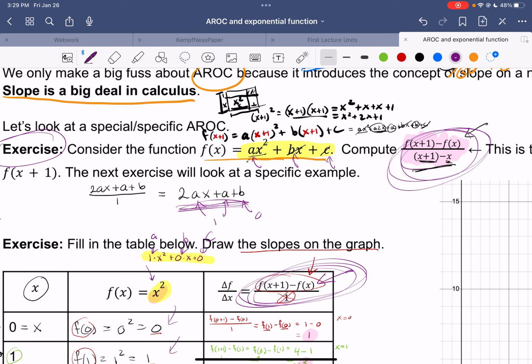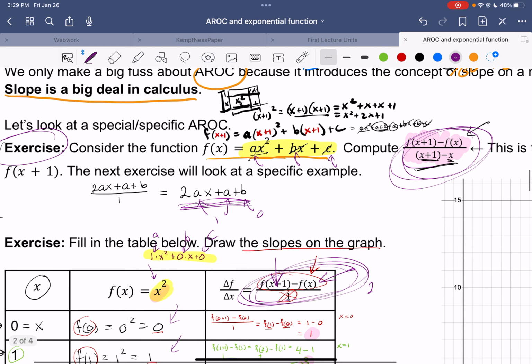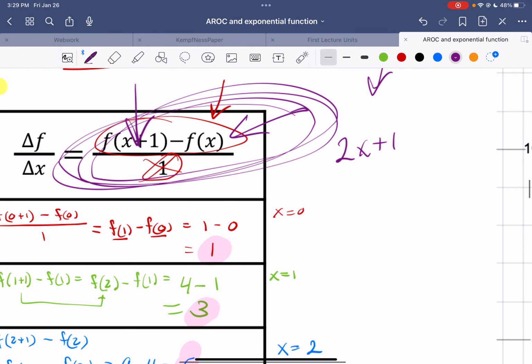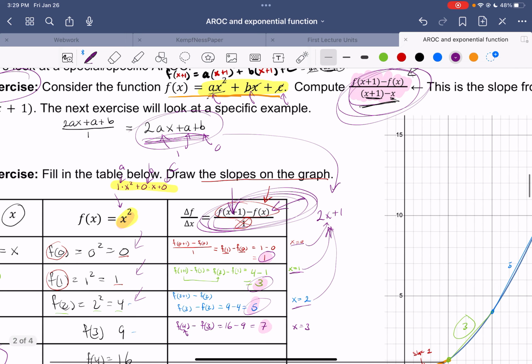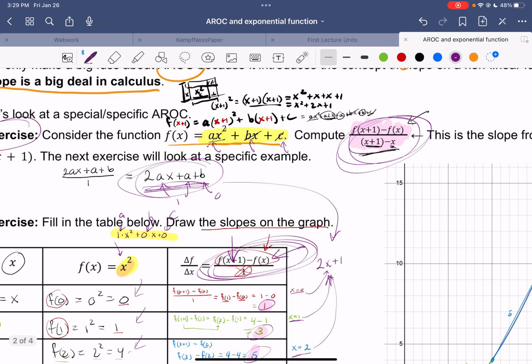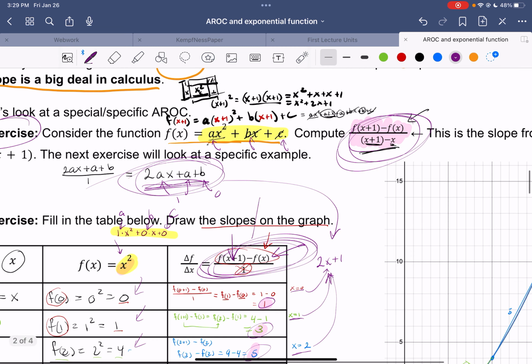And if you do that, then all we're supposed to do in this column was input 2x plus 1, right? I'm plugging in 1 for A and 0 for B. So that'll give me here. If x is 0 and you plug it in, 2 times 0 plus 1, 1. If x is 1, 2 times 1 plus 1, 3. If x is 2, 4 plus 1, 5. So by having a general formula, we can figure out these slopes with very little work, or less work.